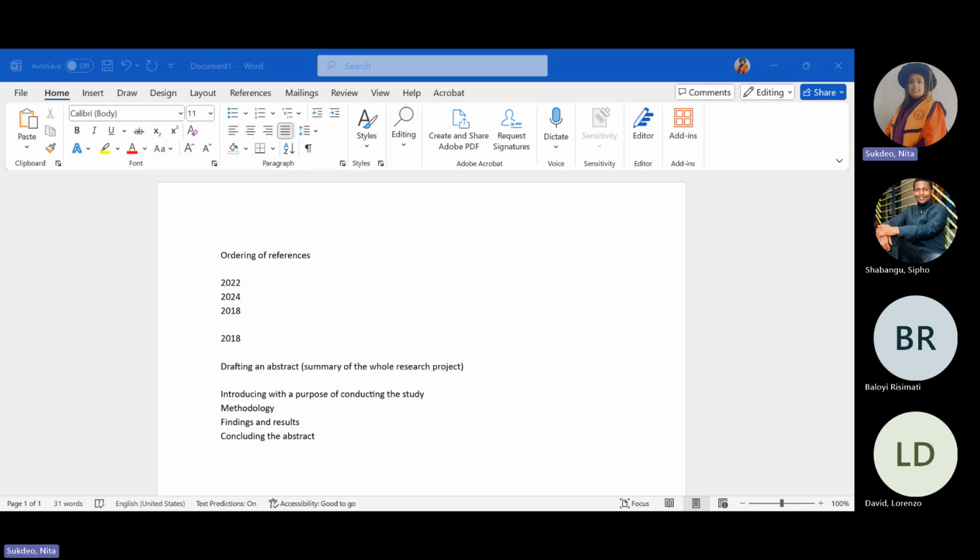So supervising, guiding, giving them guidelines on how to structure the actual abstract, which is a summary of the entire research project. Everyone with me? Can we move on?